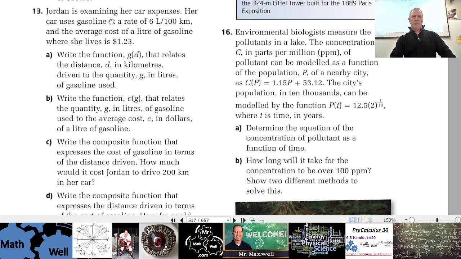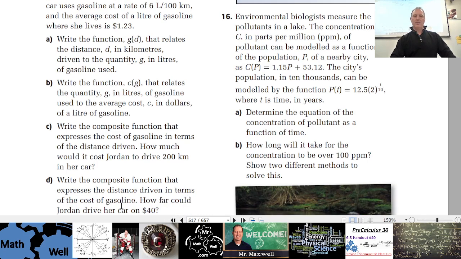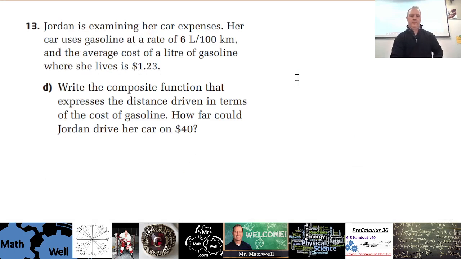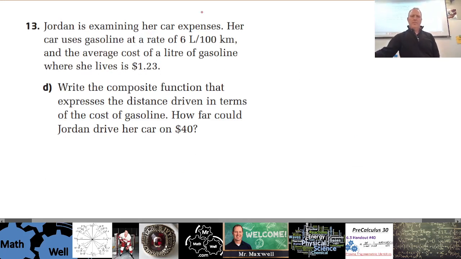Okay, so Jordan is examining her car expenses. Her car uses gasoline at a rate of 6 liters per 100 kilometers, and the average cost of a liter of gasoline where she lives is 123 per liter. So write the composite function that expresses the distance driven in terms of the cost of gasoline. Distance driven is going to be your outside function in terms of the cost of gasoline, so your cost is going to be inside that one. So it's going to be written with C as part of your variable. How far could Jordan drive her car on $40?